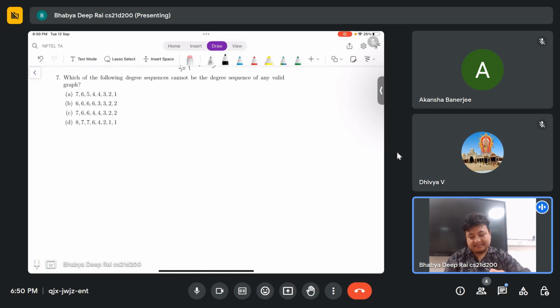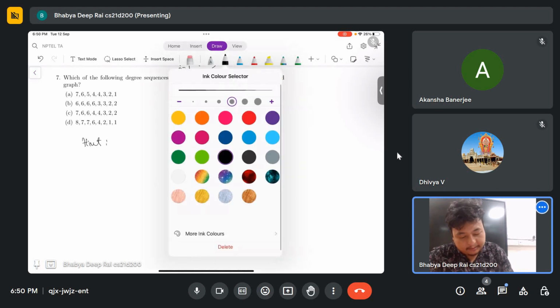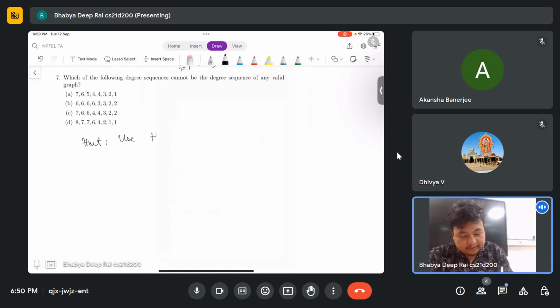So the question is as follows. Which of the following degree sequences cannot be the degree sequence of any valid graph? I'll give a hint. Use the Havel-Hakimi theorem. So this theorem was done in the lectures.